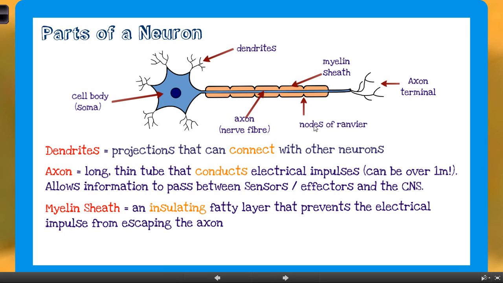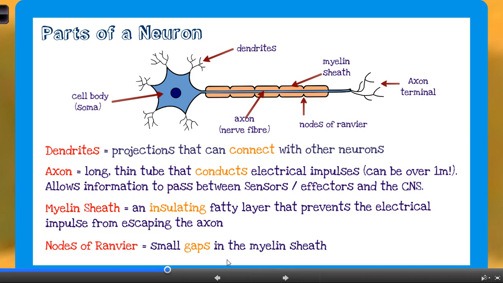All right, the nodes of Ranvier. The nodes of Ranvier are essentially just a small gap between the myelin sheath. The myelin sheath is actually produced by other cells. They wrap this fatty layer around the axon, and there's a tiny little gap in between them, very, very small. So nodes of Ranvier are very small gaps in the myelin sheath.